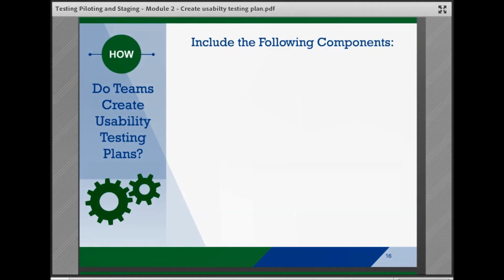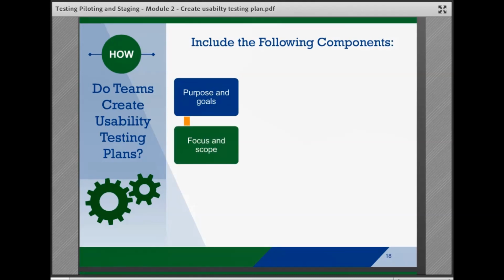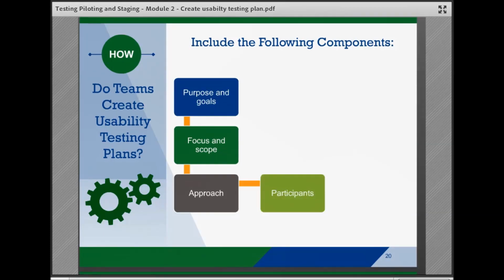To guide usability testing, teams should create plans that describe the testing, including the purpose and goals, so what does the team hope to get out of testing? The focus and scope of the test, what the team is actually testing, for example, one curriculum module, or are there a variety of processes and tools to be tested? The approach, so how the process or tool will be tested. The participants, what groups and how many participants will test the process or tool, or how many cases will be reviewed and how they will be selected.